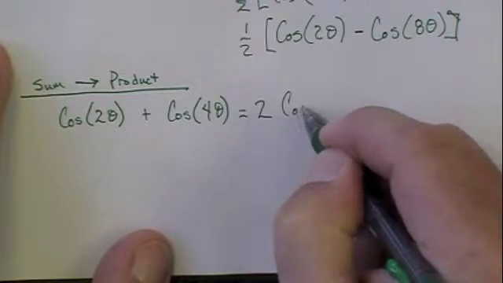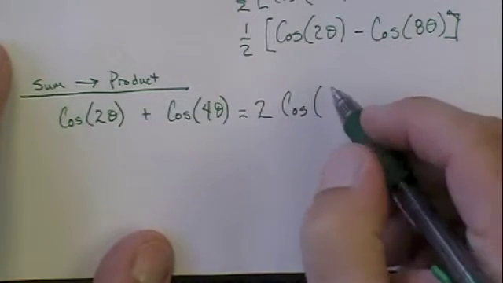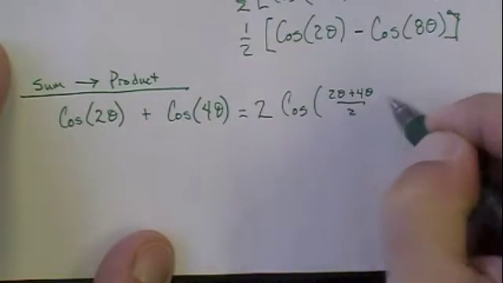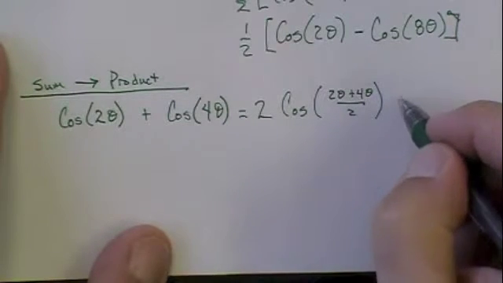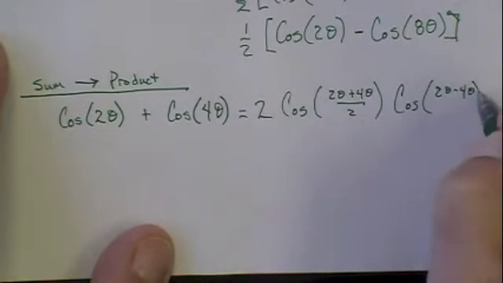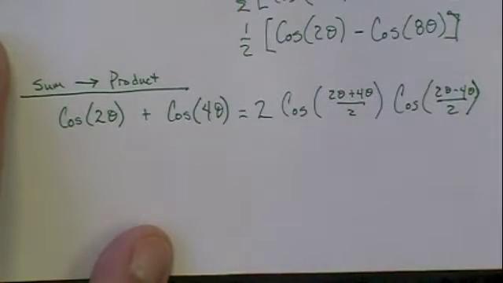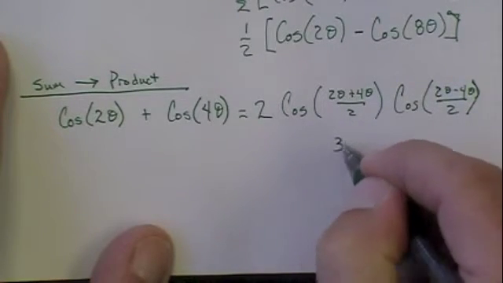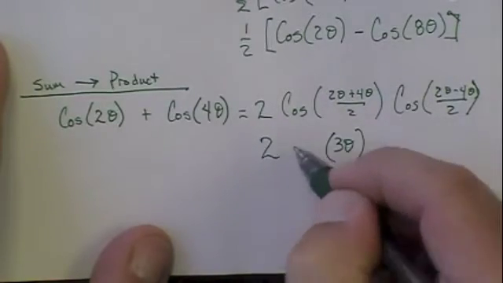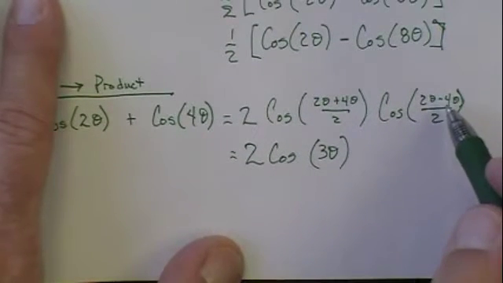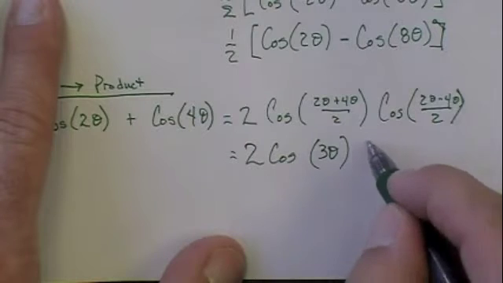2 times the cosine of, and then our 2 angles, we have 2 theta plus 4 theta all over 2. And that's going to then take times the cosine of 2 theta minus 4 theta all over 2. Again, we can simplify within here. 2 theta plus 4 theta is 6 theta divided by 2 gives us 3 theta. And then 2 theta minus 4 theta gives us negative 2 theta divided by 2.